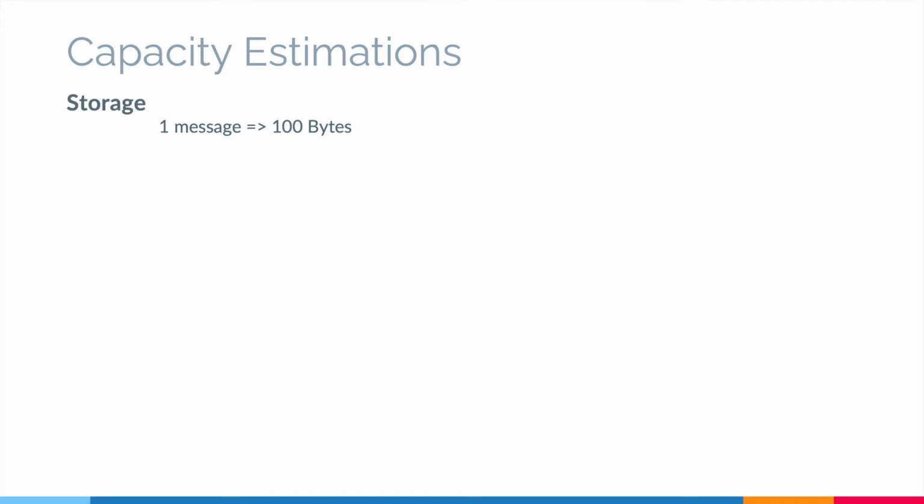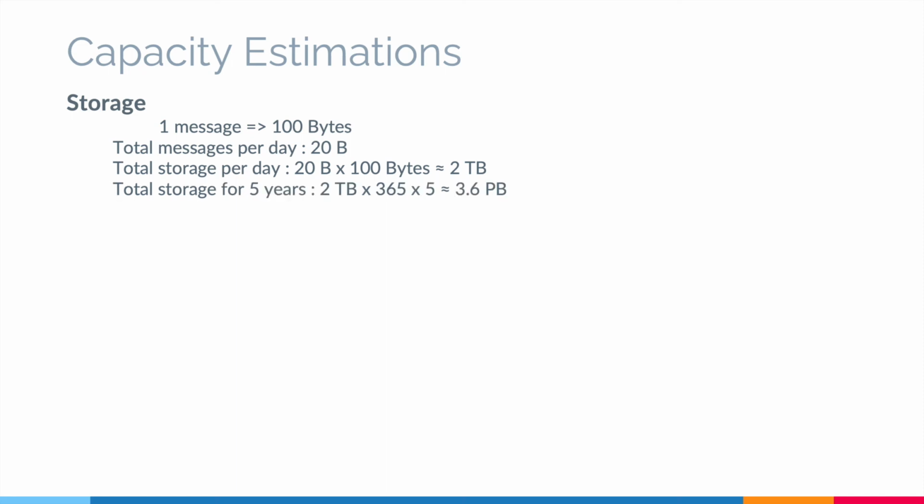We calculated earlier the total messages per day to be 20 billion. So the total storage we will need is 20 billion multiplied by 100 bytes, which gives us 2000 billion bytes. If you remember from the calculations section, 2000 billion bytes can be converted to 2 billion kilobytes, to 2 million MBs, to 2000 GBs, and finally to 2 TBs. For 5 years of storage, we get 2 TB into 365 into 5. 5 by 2 is 10, so we get around 3.6 petabytes of storage.